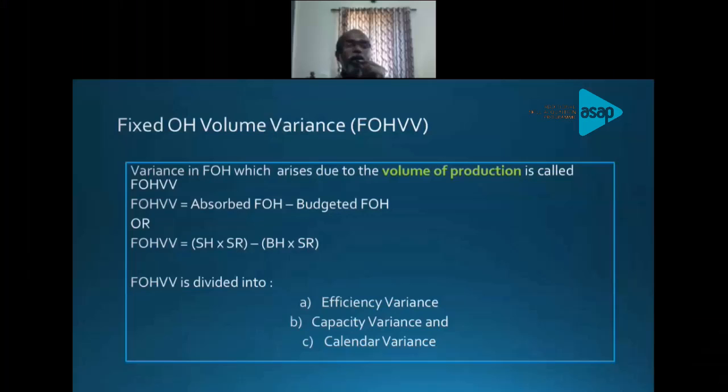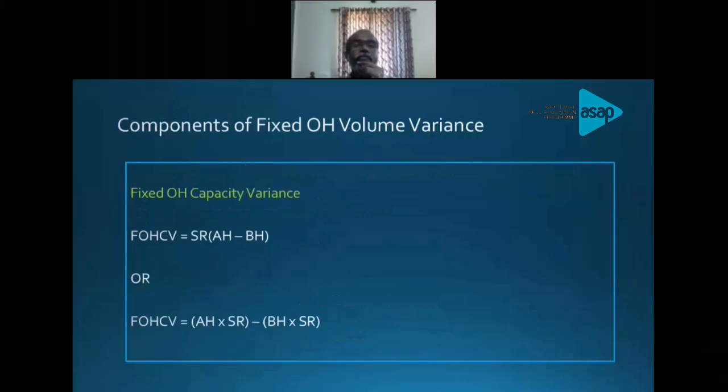Fixed overhead capacity variance is equal to standard rate into actual hour minus budgeted hour, or actual hour into standard rate minus budgeted hour into standard rate. This is an expansion of the first one. The first one is very important. So you take the difference between actual hour and budgeted hour, and it is multiplied with standard rate. That is the capacity variance.